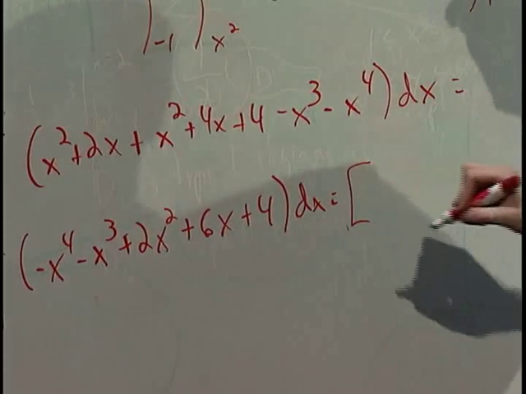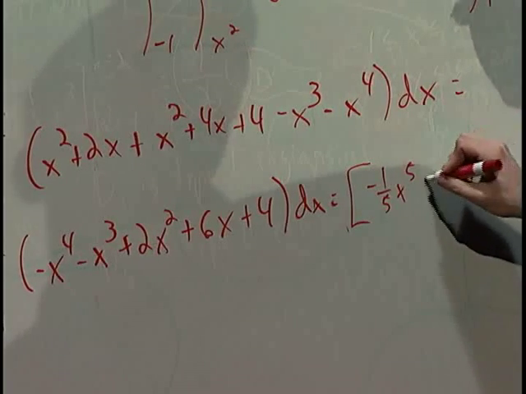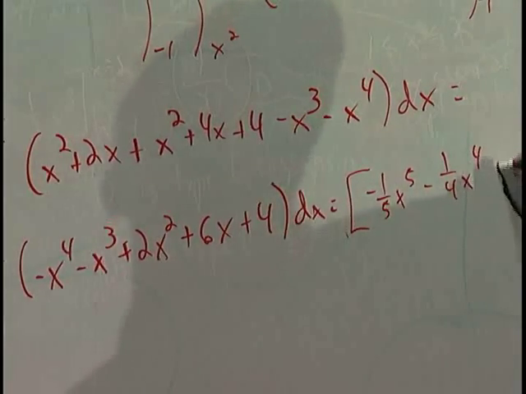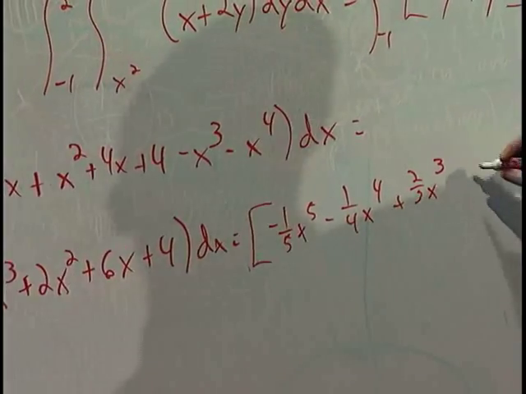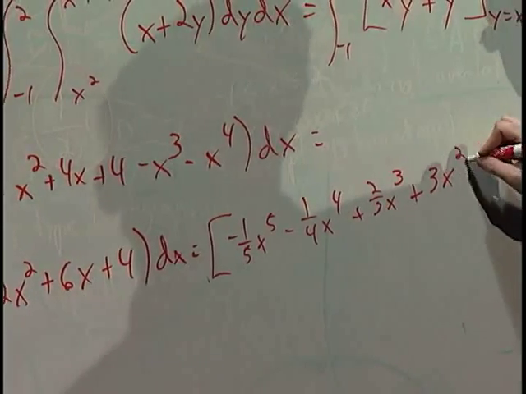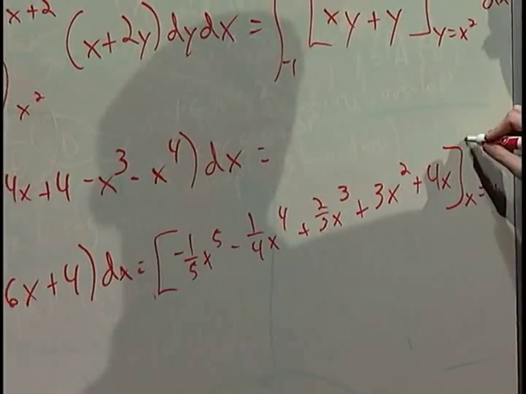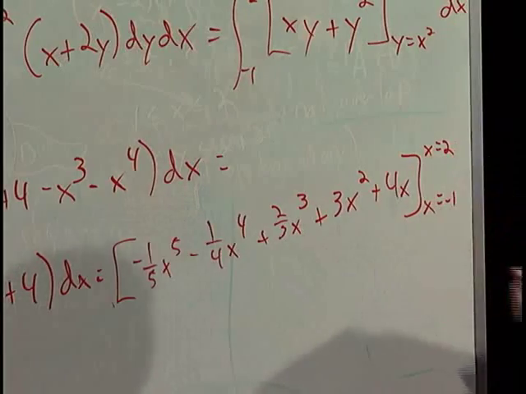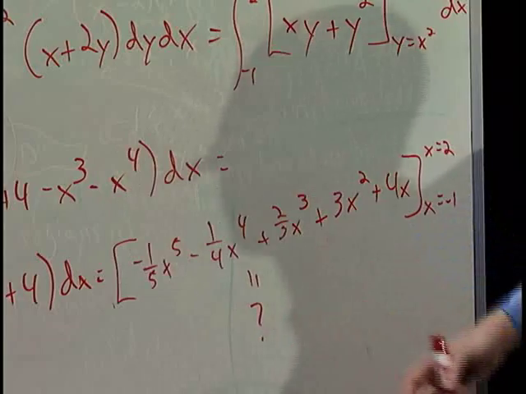So integrating, what in the world do you get? You get negative 1/5 x to the 5th minus 1/4 x to the 4th plus 2/3 x cubed plus 3x squared plus 4x, all from x equals negative 1 to x equals 2. All right, and this gives you something terrible, whatever this gives you. Calculator work will do that for you, but it is what it is.